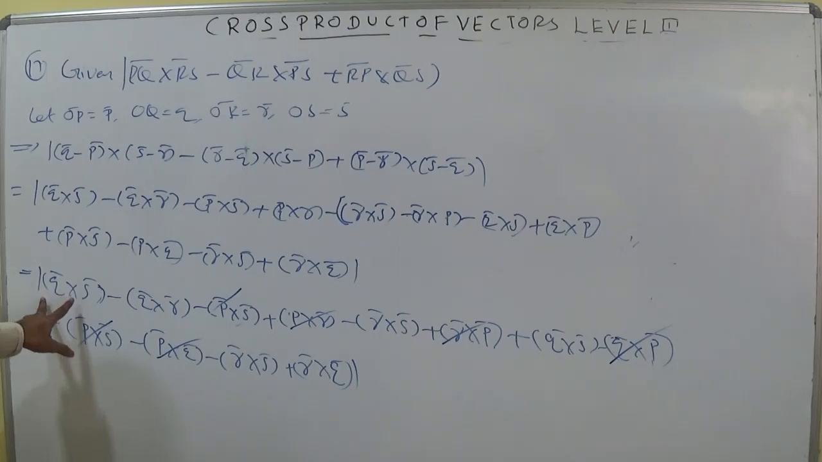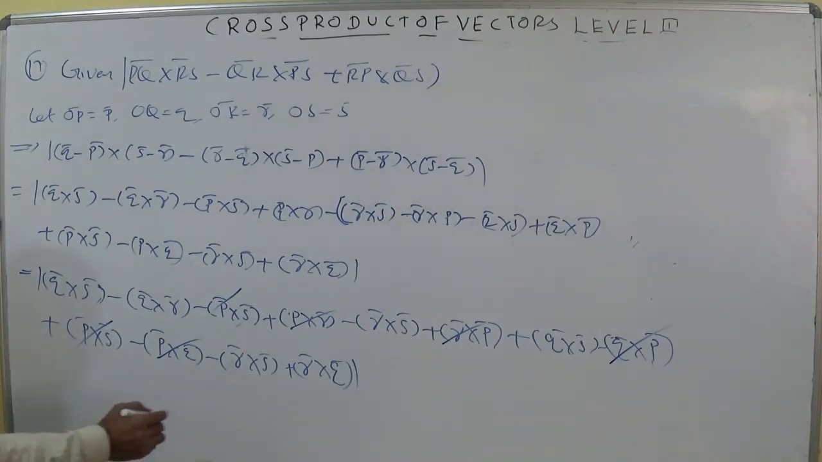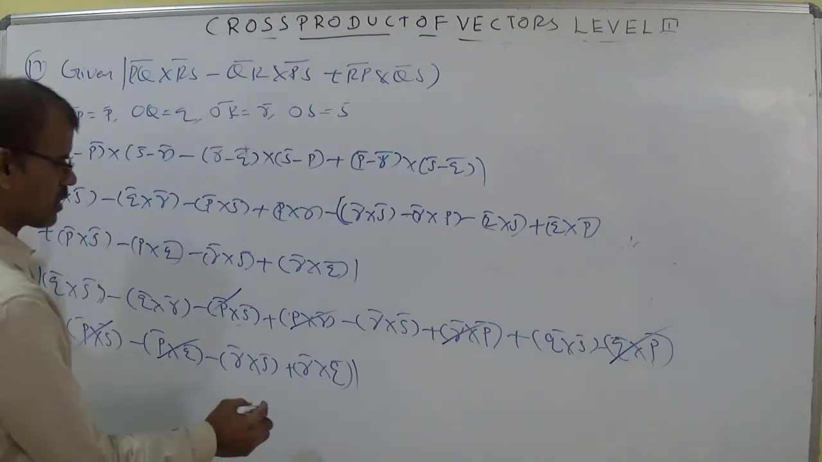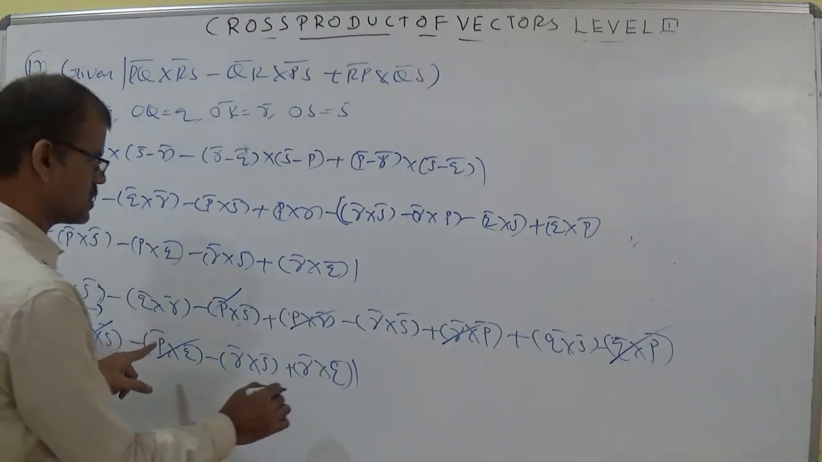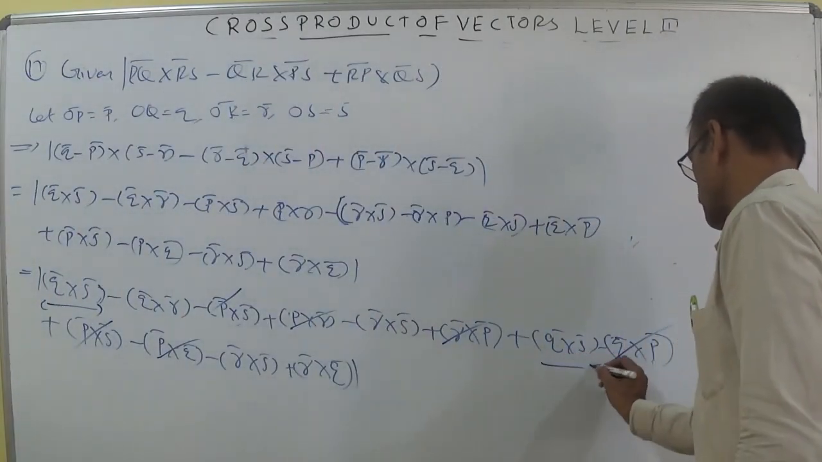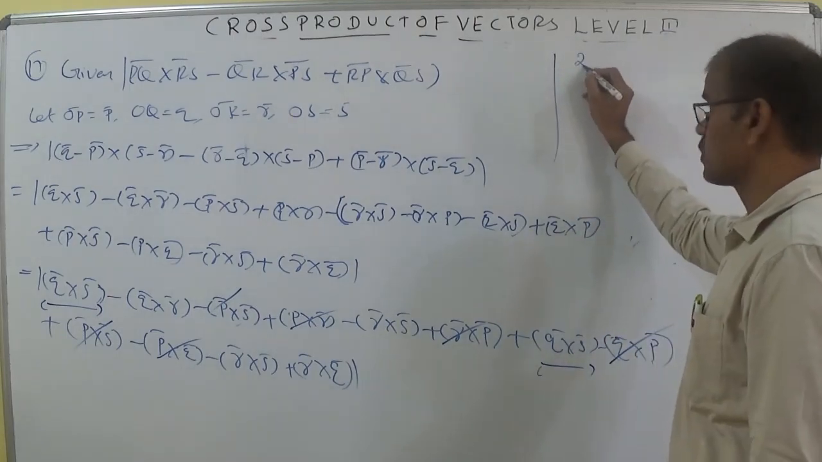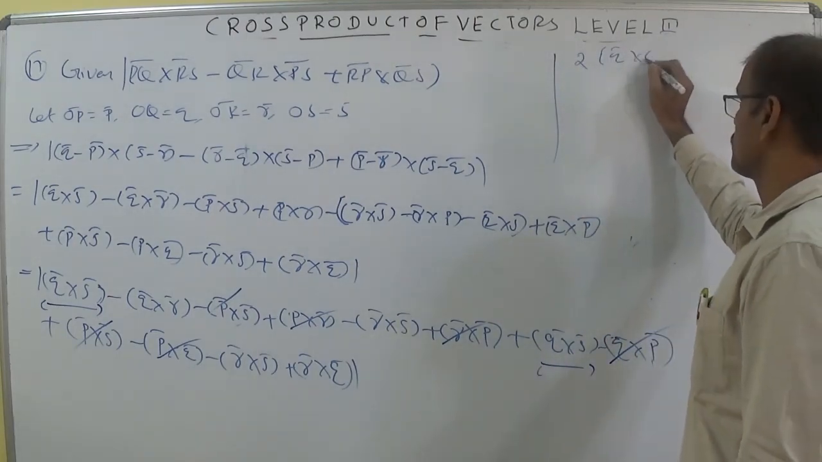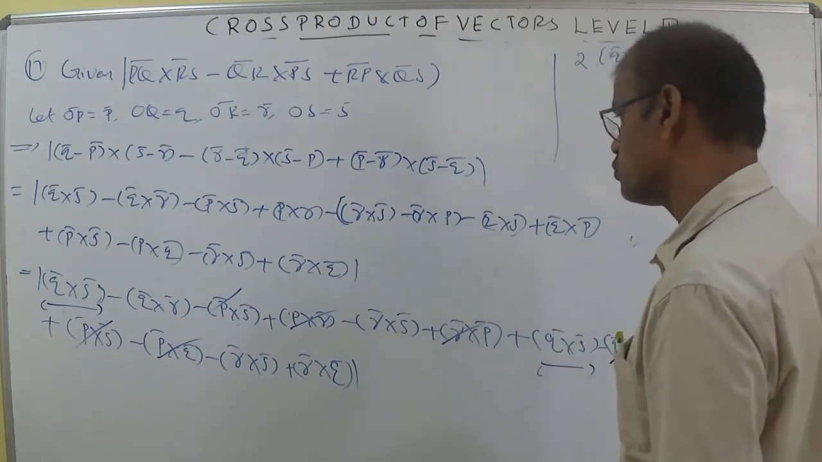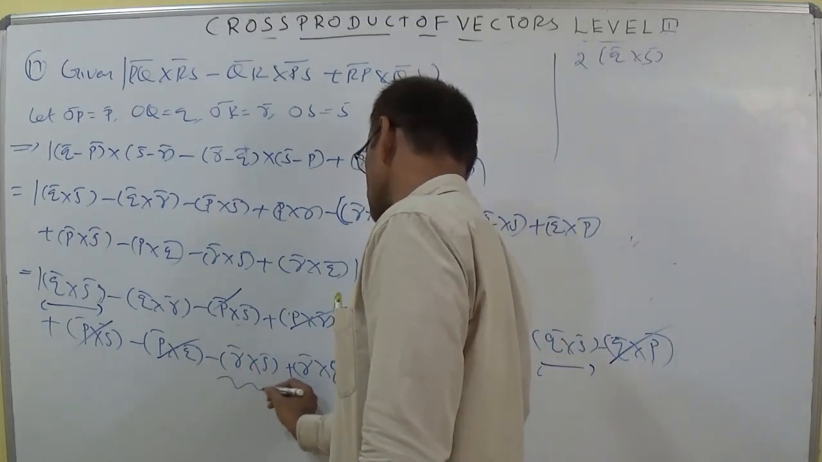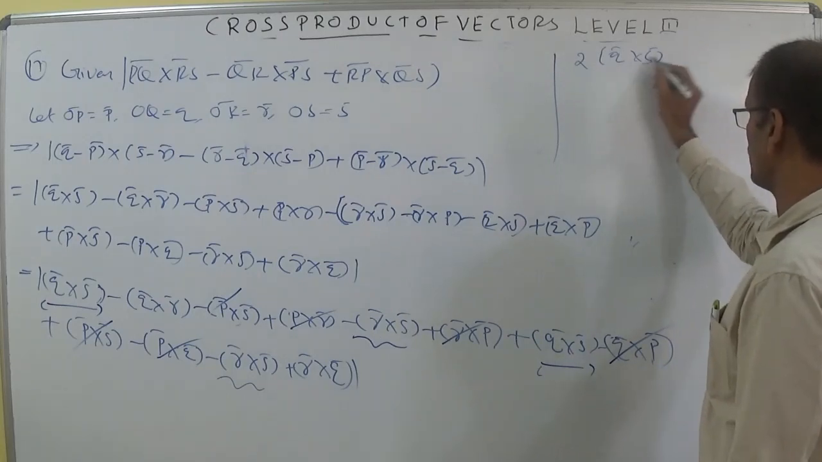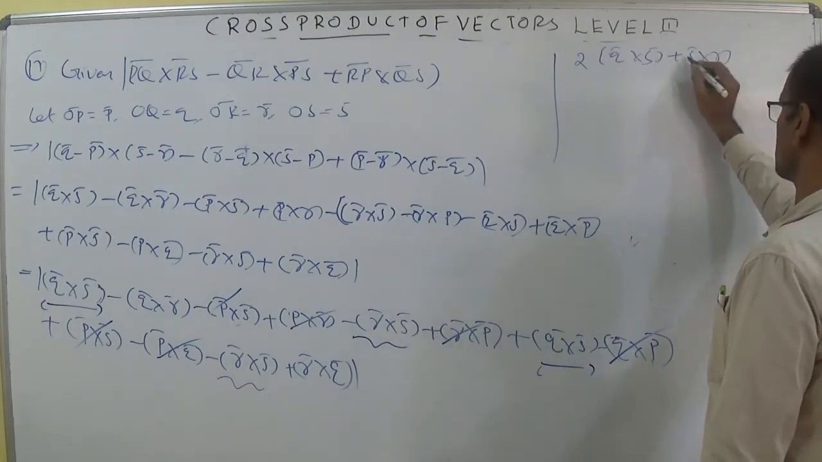Next Q cross S. How many Q crosses are there? Here minus R cross S, two are there. Another R cross Q should be there, here plus R cross Q, so it becomes plus. Let us try to understand, this is Q cross S and this is Q cross S, so you can write 2 into Q cross S. Minus R cross S minus R cross S, whenever you take common, it can be written as S cross R.